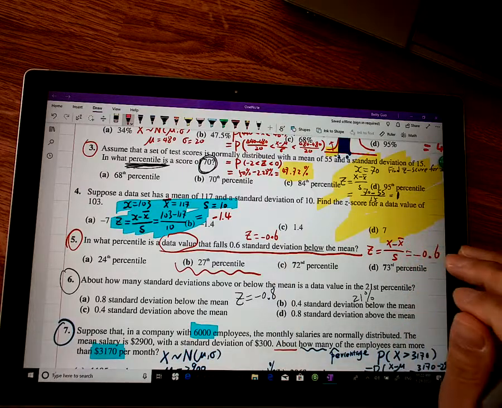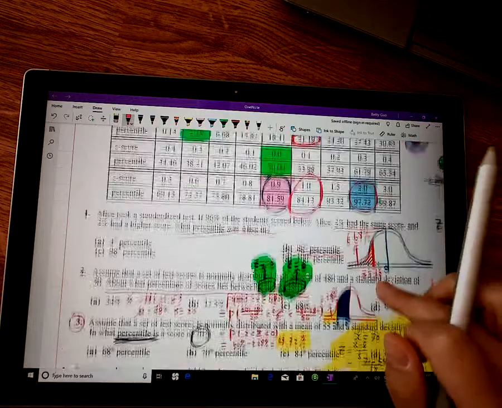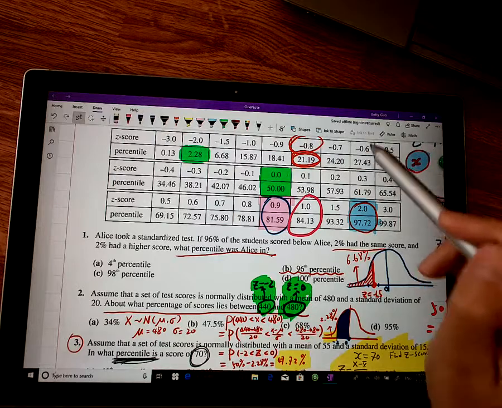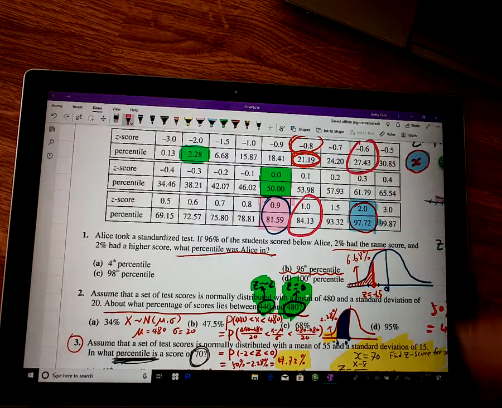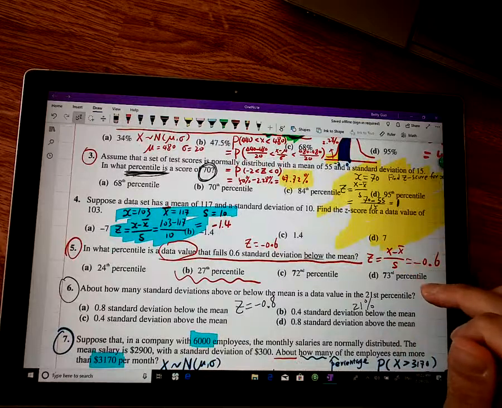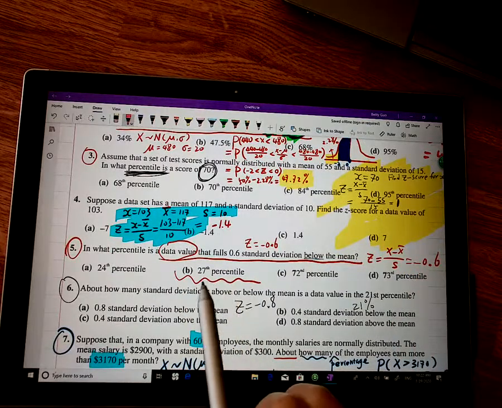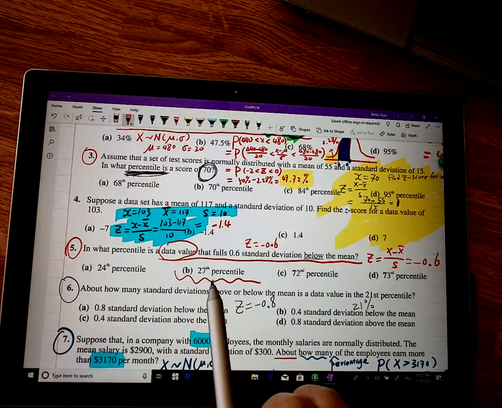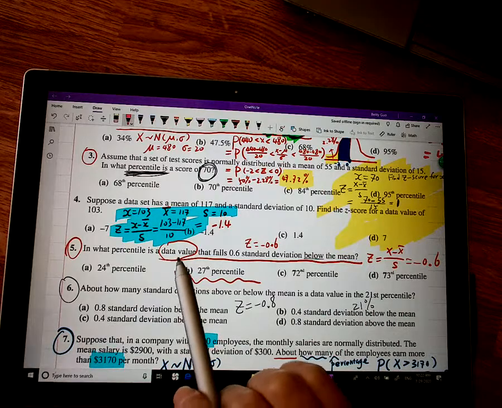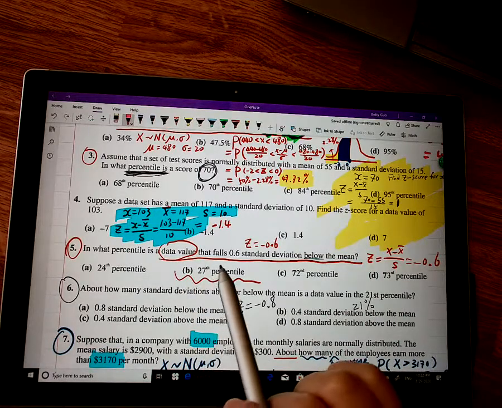The z-score is negative 0.6. And what's the corresponding percentile? Then you go back to this table. Negative 0.6. Percentile is 27.43. So 27th percentile. Means about 27% of scores are under the data value, which is not that good, because it means you're on the bottom, on the lower half.